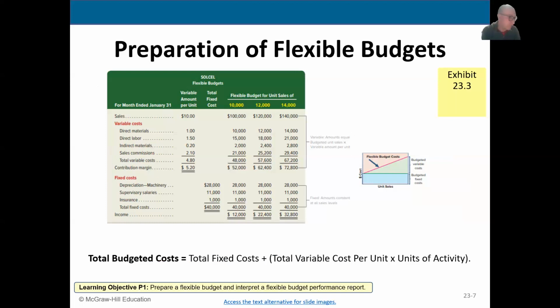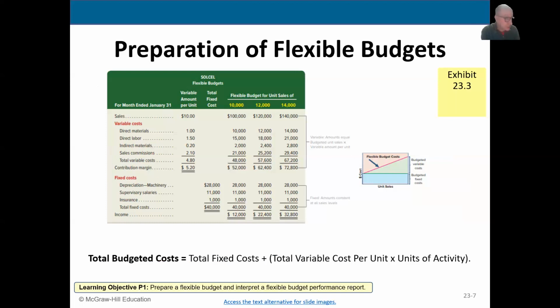Then you see the fixed costs. The fixed costs do not change with the level of output. They stay the same. That's why we call them fixed costs. You probably remember that conversation from the second week of this course. So, long time ago, right? Take a look at the net income. So we take contribution margin minus total fixed costs equals our net income, right? $12,000 net income at 10,000 units produced, $32,800 at 14,000 units produced and sold.